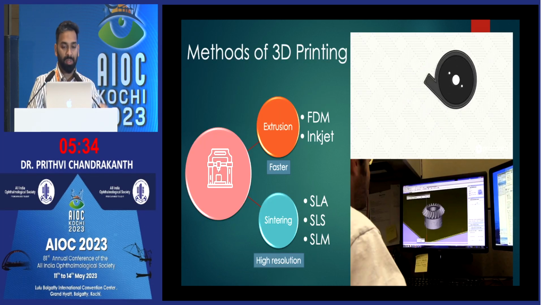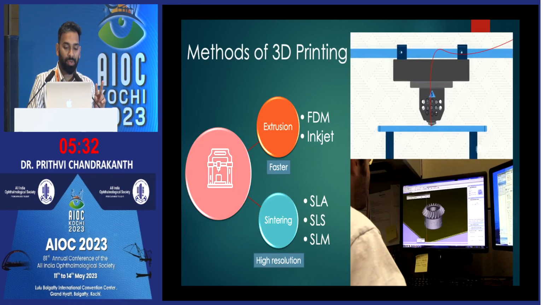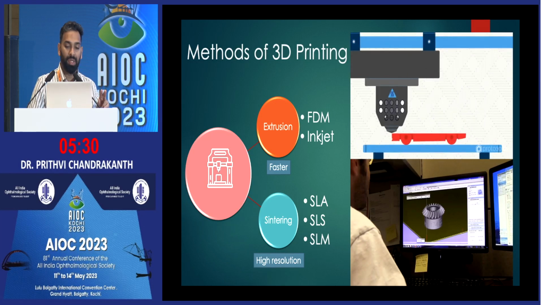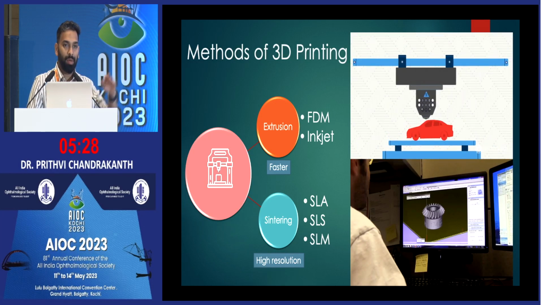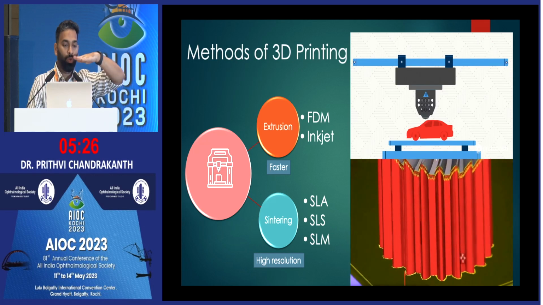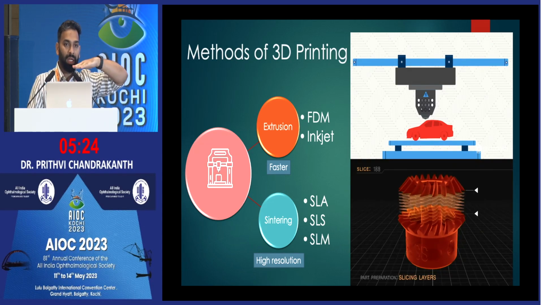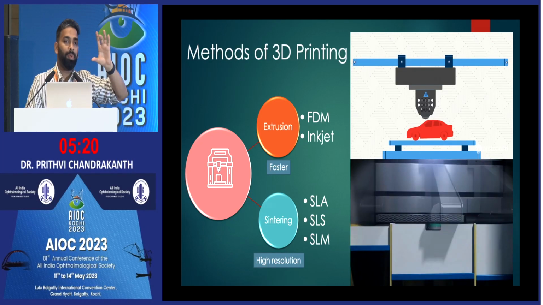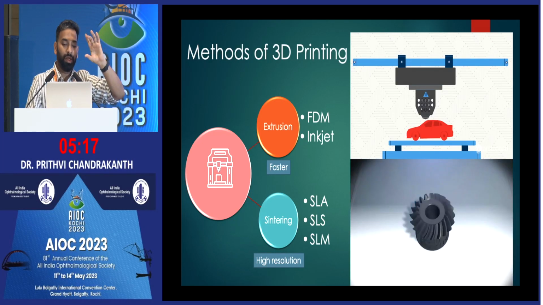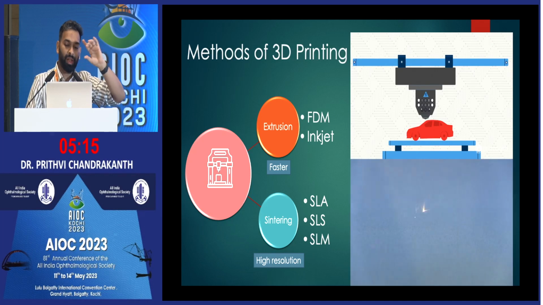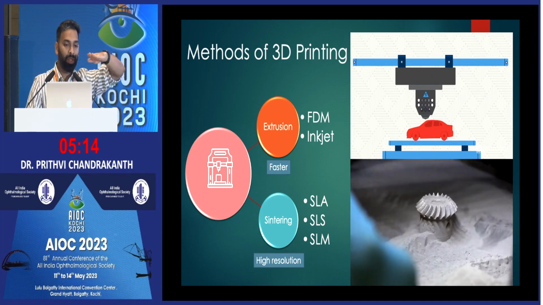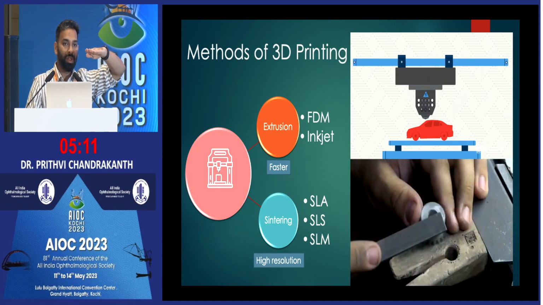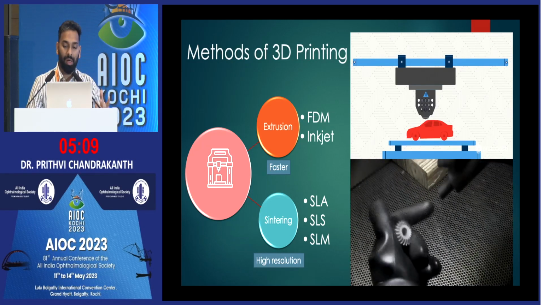So there are two methods by which you can 3D print. One is extrusion and the other one is sintering. Extrusion is like printing a 2D image. It's like a single sheet of paper. When we keep a lot of paper together, it becomes thick, right? That is exactly the way this is going to print. It will print in 2D, one layer on the other, so it will make the whole product.